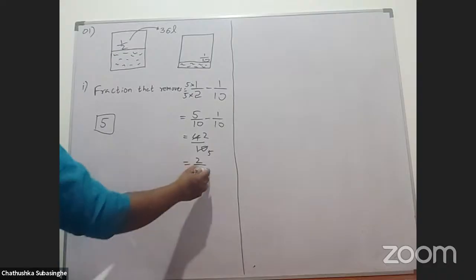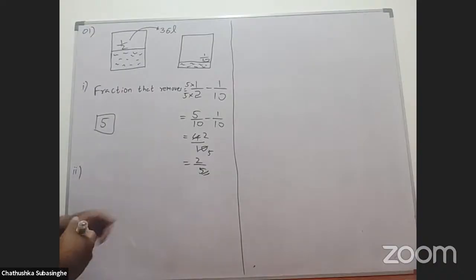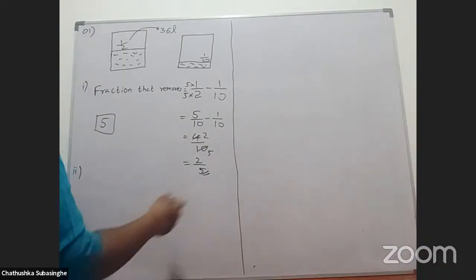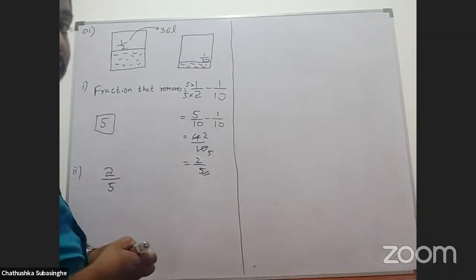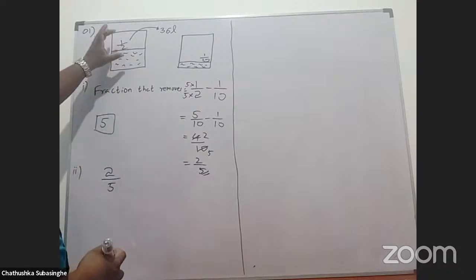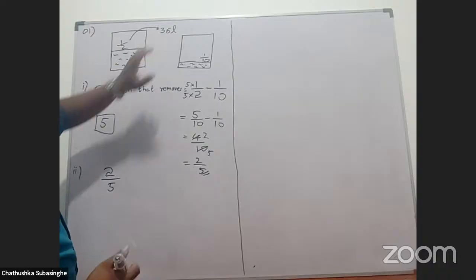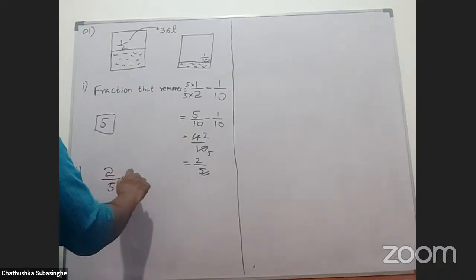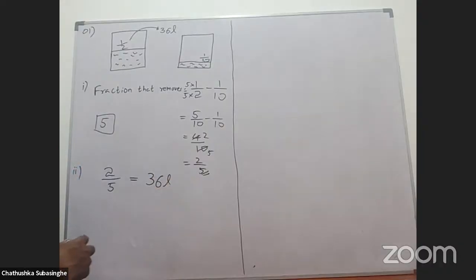Then problem number 2. Find the capacity of the tank. This is the fraction that they have removed. The fraction that they have removed is 2/5. And here they are telling us the fraction they have removed is equal to 36 liters. So we have to find the total capacity of the tank.